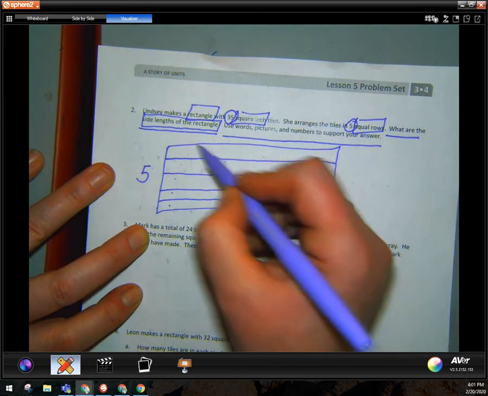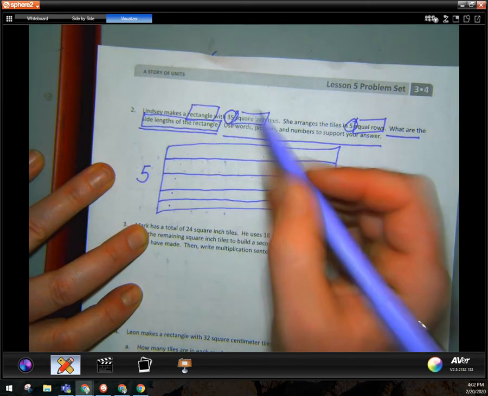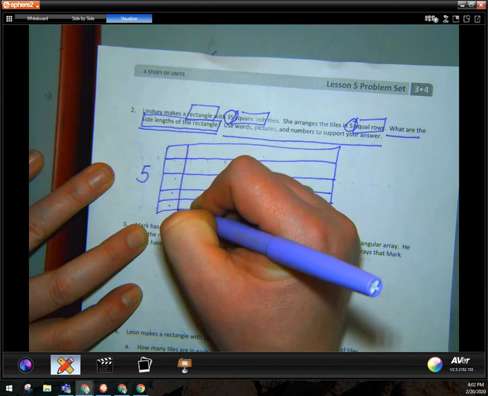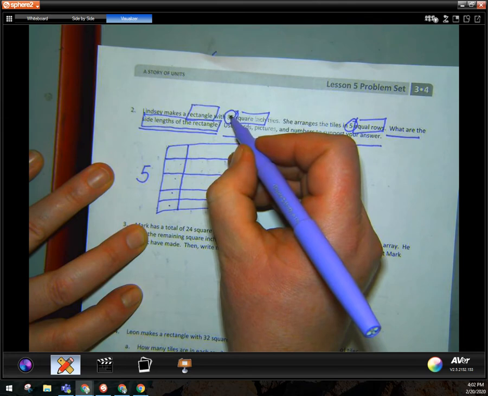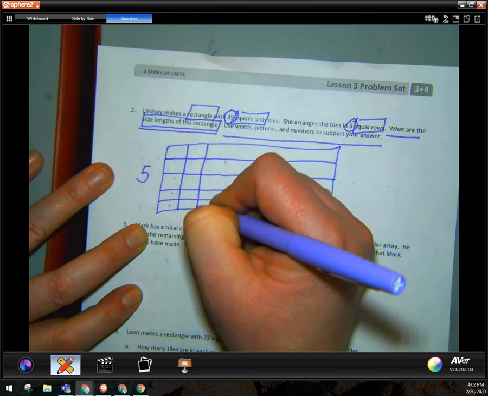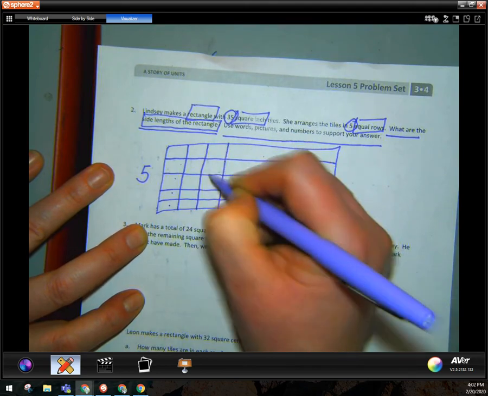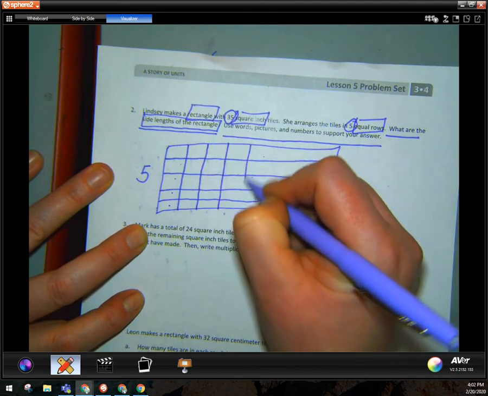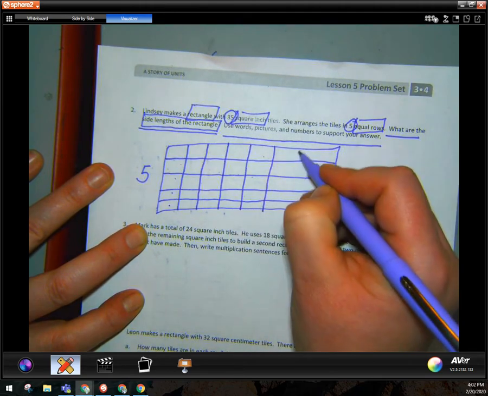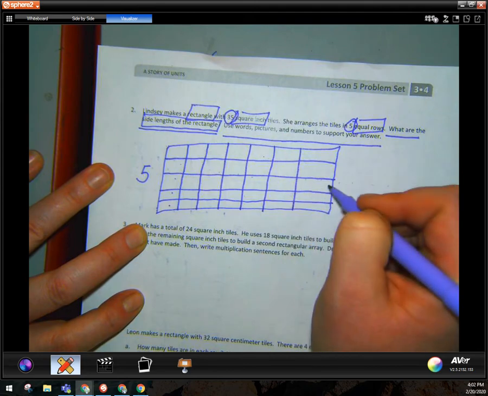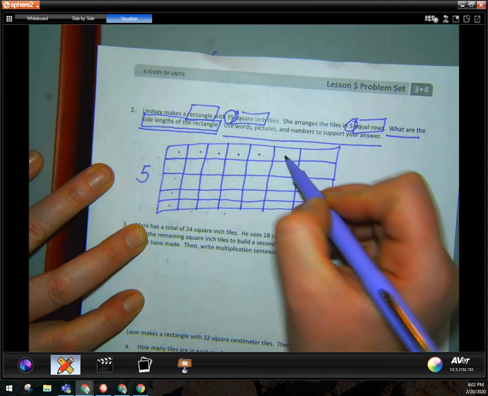Now I've got to figure out what the other side length is. They said the area of this altogether is 35. Okay? I have 5 tiles there, but I need to get to 35. Draw another line. Now I have 10 tiles, 15 tiles, 20 tiles, 25, 30, 35. I've got 1, 2, 3, 4, 5, 6, 7.